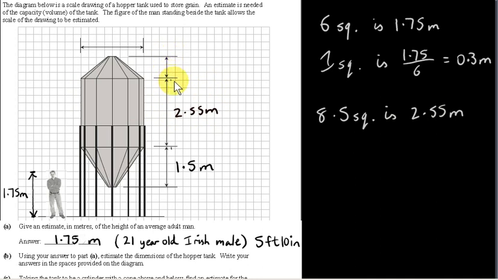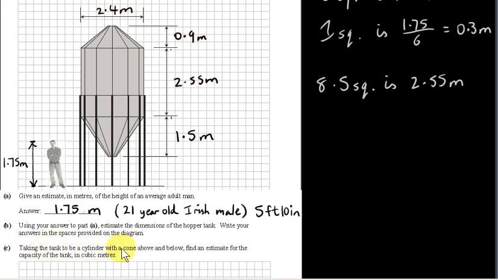I'll just say 3 full squares. It's very close to 3 squares. So 1 square is 0.3 meters. So 3 squares is 3 times 0.3, which is 0.9 meters. Across here we have 1, 2, 3, 4, 5, 6, 7, 8 small squares. So that's 8 times 0.3. That's 2.4 meters.